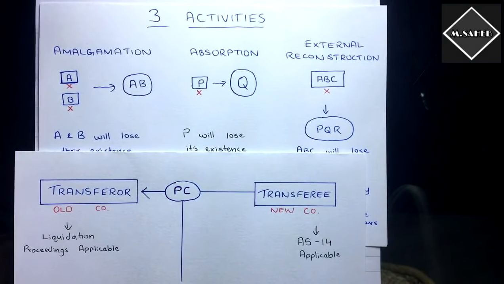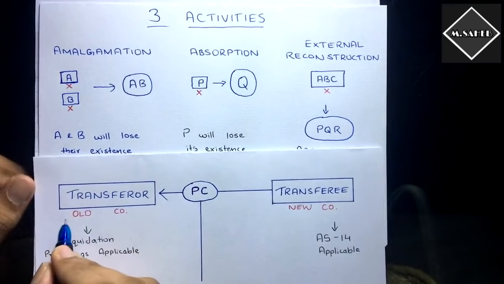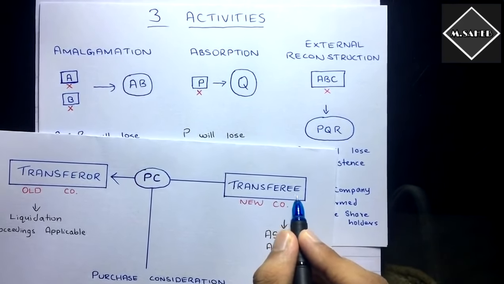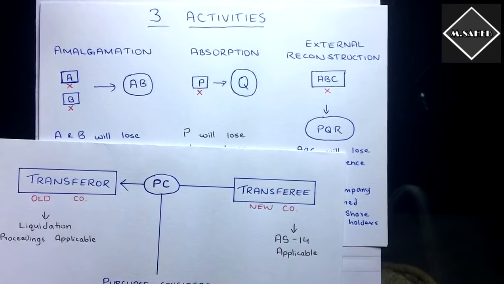But I'm sure you will feel these two terms are very confusing because they're almost same. So there is a chance that we will get confused and we will use them synonymously. For new company you may say it's transferor, for old company you may say it's transferee. Yeah, you may get confused. So that is why there is a small trick here, a simple trick. See here, transferor, O is coming over here, so that's an old company. Transferee, E is coming here at last, so it's a new company, N-E-W. Simple. Yeah, you got it, right?